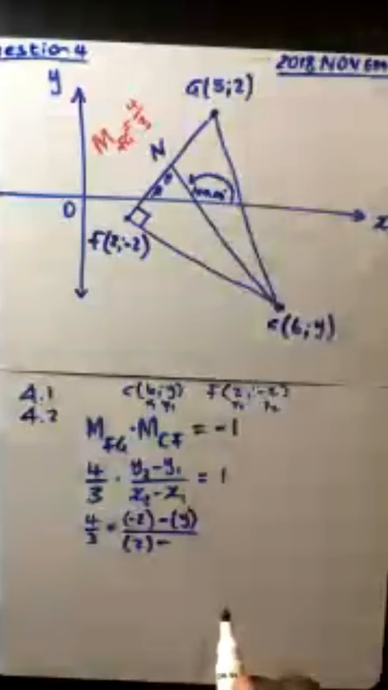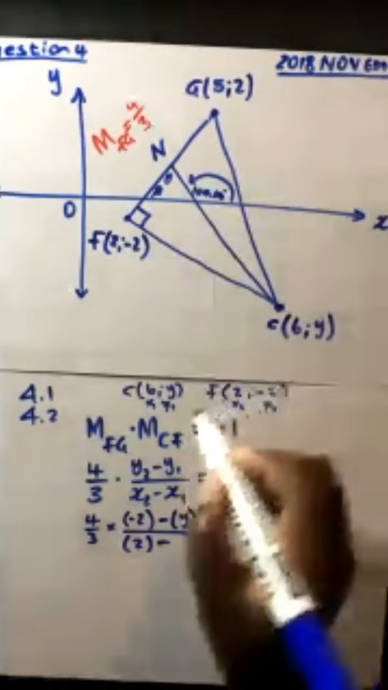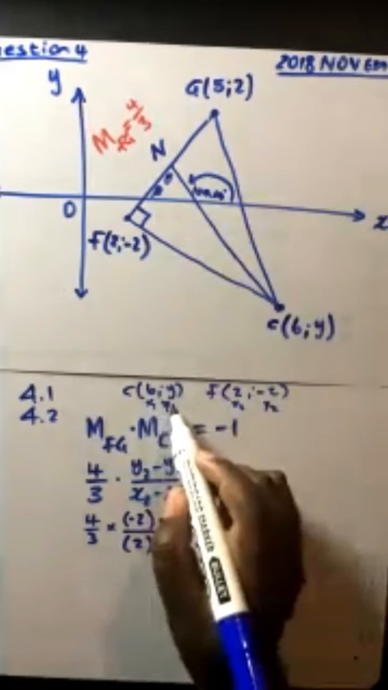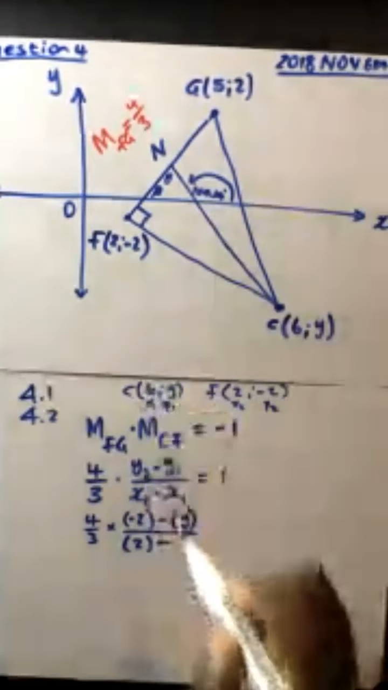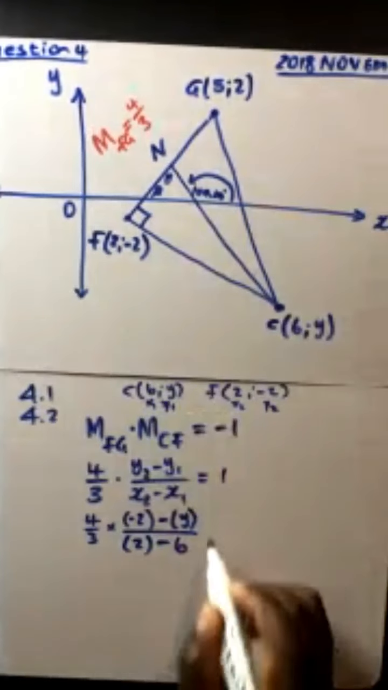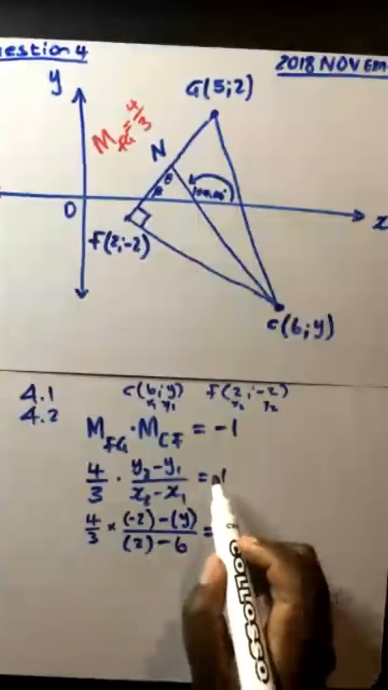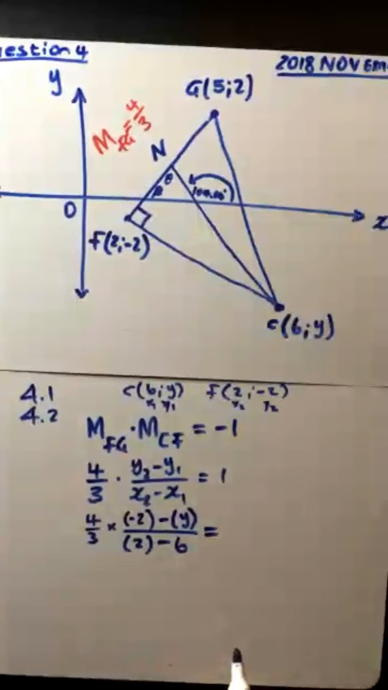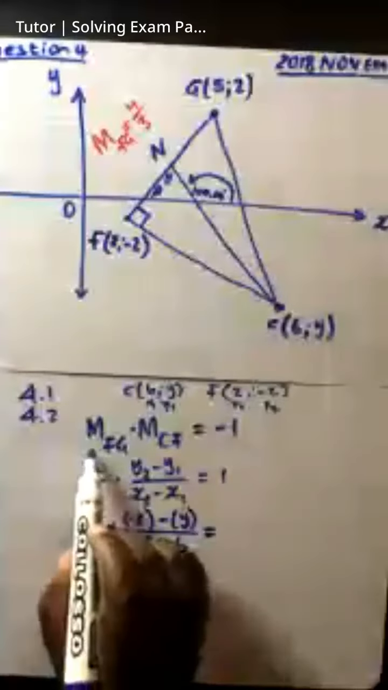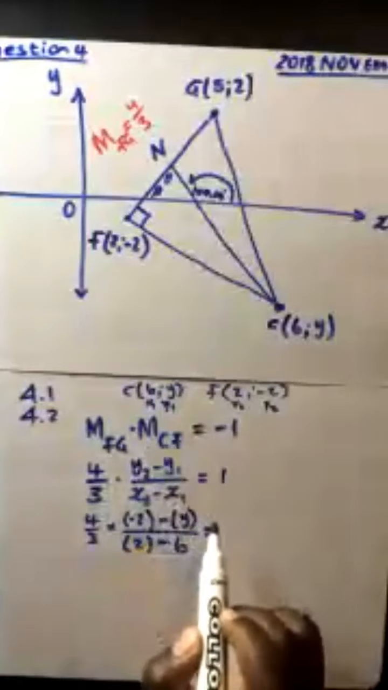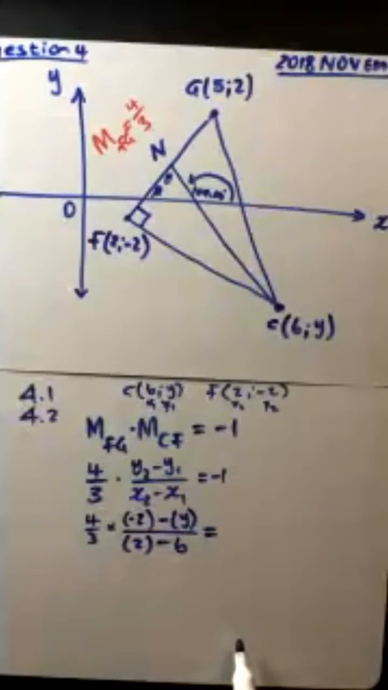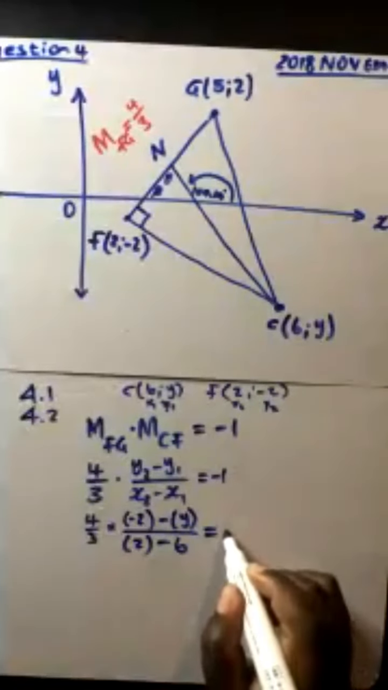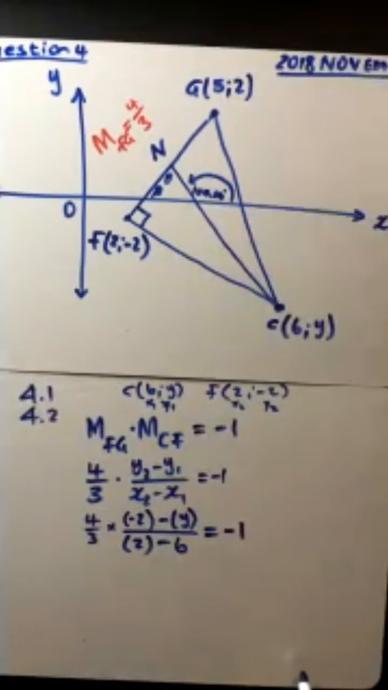Y1, it seems to be... let's see, it's 6, isn't it? Yes. My y1 over there, wait, where am I? My x1 is 6. Yes, guys, this is equal to -1 over there, because on that original formula we are saying the gradient of FG times the gradient of CF is equal to -1. So also there it has to be -1, and again there it still has to be -1.